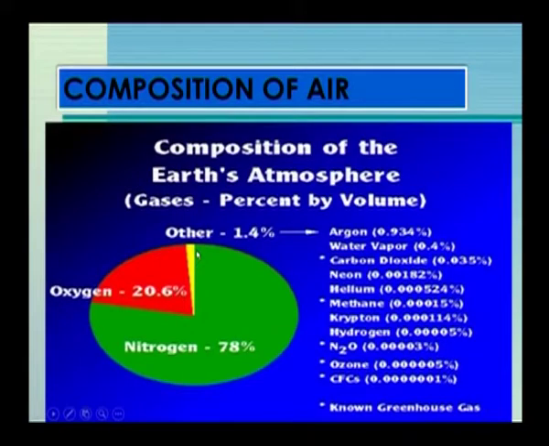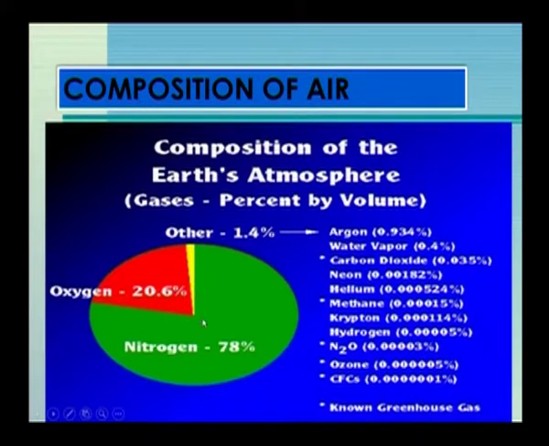If you look at the composition of air, like we discussed, the majority chunk of it is nitrogen, taking a whopping 78%. Next we have oxygen taking nearly 21%, and the others, which encompass argon, water vapor, carbon dioxide, methane, krypton, hydrogen, ozone, everything is 1.4%.